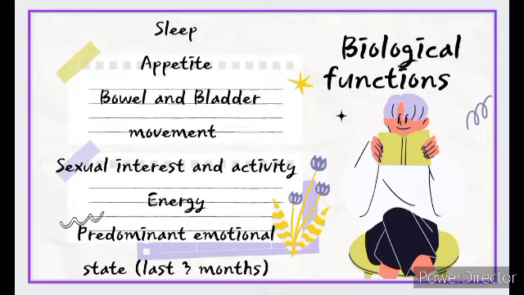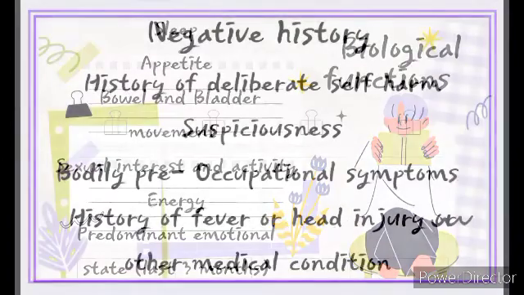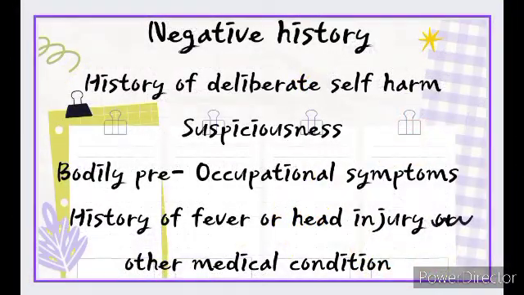And also we can write what type of emotional state the person basically has. Negative history of deliberate self-harm, if the person has any type of this, we have to write. Suspiciousness, if present, and bodily preoccupational symptoms, if present. Bodily preoccupational symptoms means any type of symptoms in their body functions, which they already have.